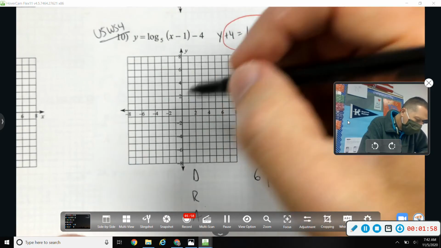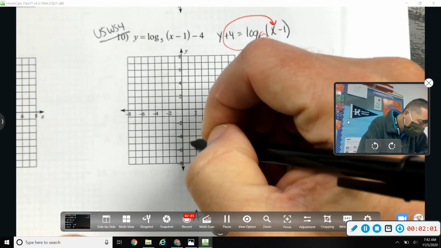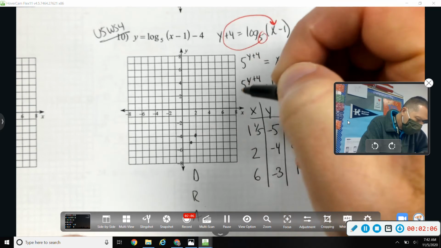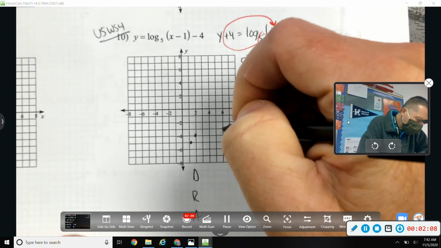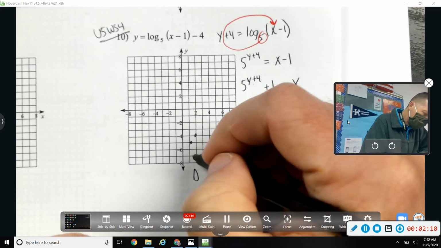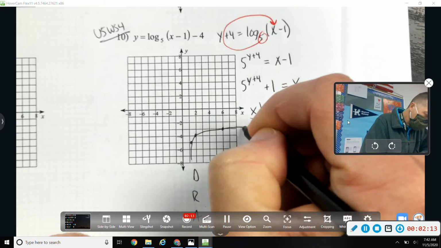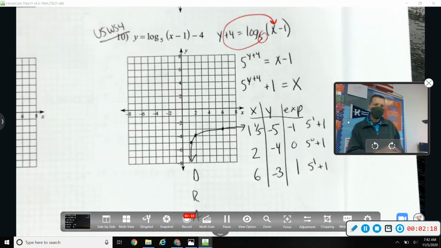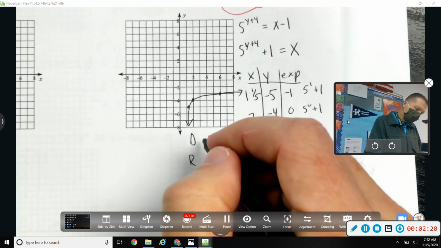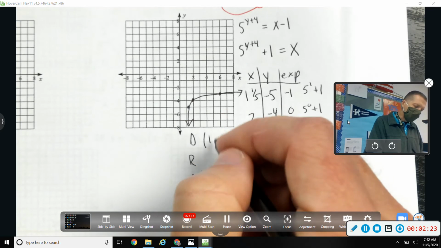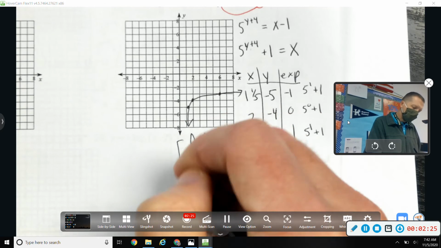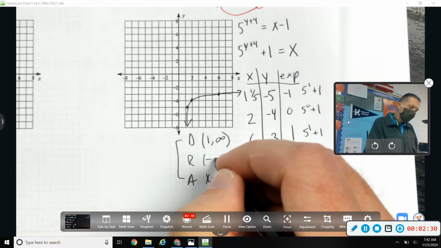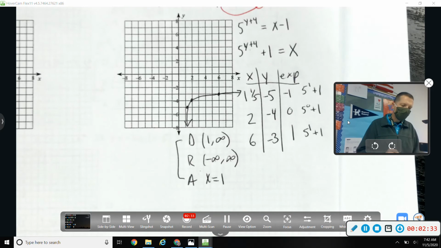1 1/5, comma -5. 2, -4. And 6, -3. So there's our picture. Domain looks like it starts at 1, or just to the right of 1, I guess. Doesn't reach 1 because x equals 1 is an asymptote, and the range is -infinity to infinity.